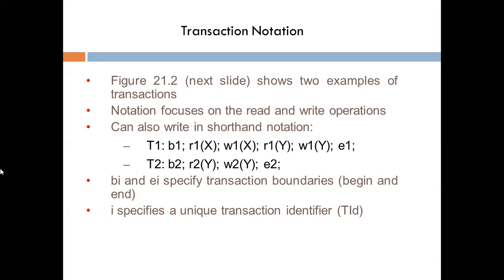Similarly, the second transaction is represented using T2: beginning of the second transaction, that is B2, reading Y in transaction 2, writing Y in transaction 2, and ending. So this is the notation used to describe the transaction operations.